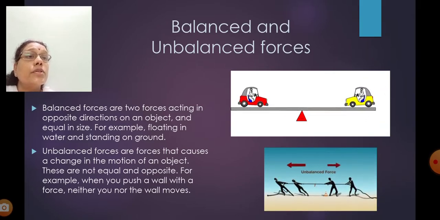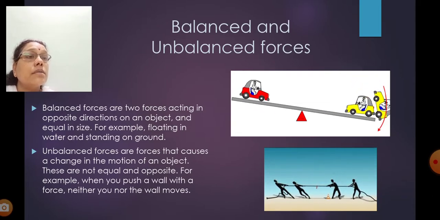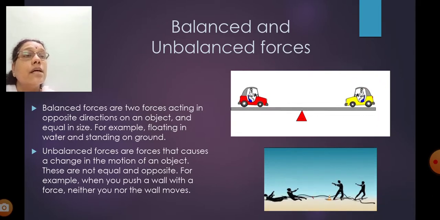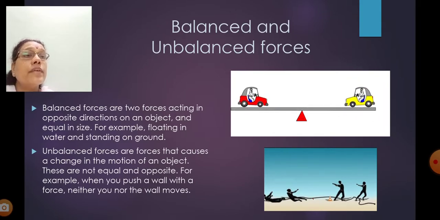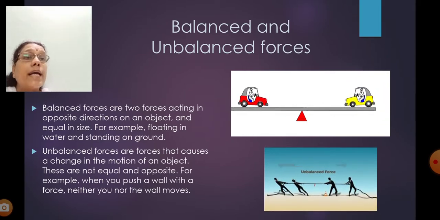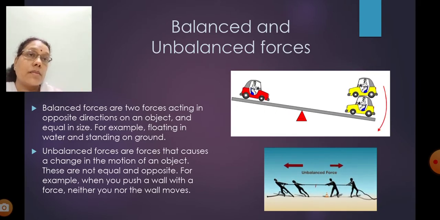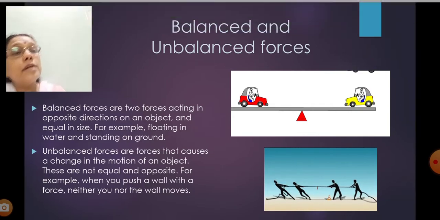And at the top, two cars are there. On one side two cars are there, so it is unbalanced. Because of the more weight, the yellow car side will be going down. So that is about balanced and unbalanced force. You have to write the difference between balanced and unbalanced force.